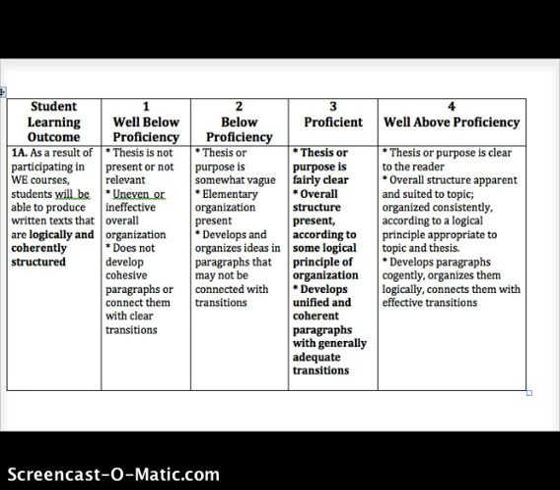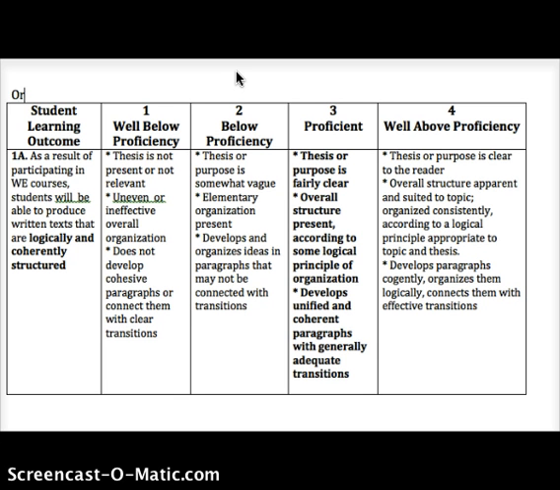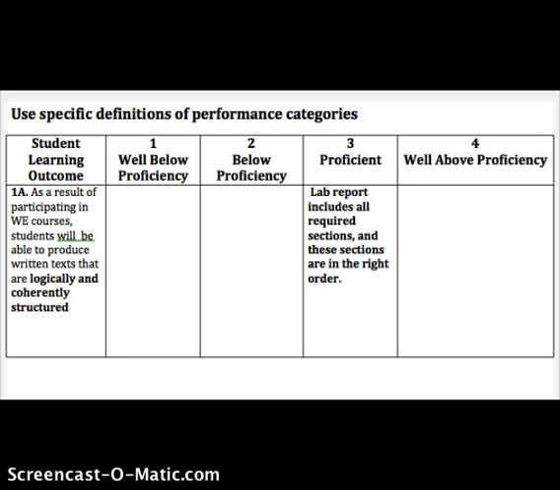So here's the first criterion. It's about the text being logically and coherently structured. And this is the general way that the QEP defines it. And we have called this, in a kind of shorthand among ourselves, organization and development. And as a general definition of organization and development, this is good. But it's going to be more helpful to you in your class if you don't use those general definitions.